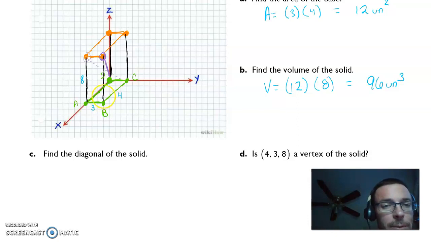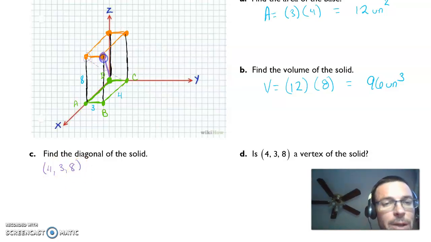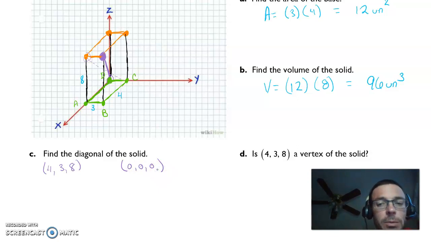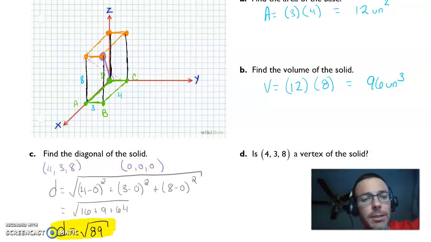In my example, I chose 4 in the x, 3 in the y, and 8 in the z. 4, 3, 8. That's this ordered pair here with the origin. My second ordered pair would have been the origin, and I'm going to use the distance formula we discussed. Go ahead and press pause to try that. Maybe you use different coordinates, and that's perfectly fine. We should get the same answer. And in this case, we get the square root of 89.